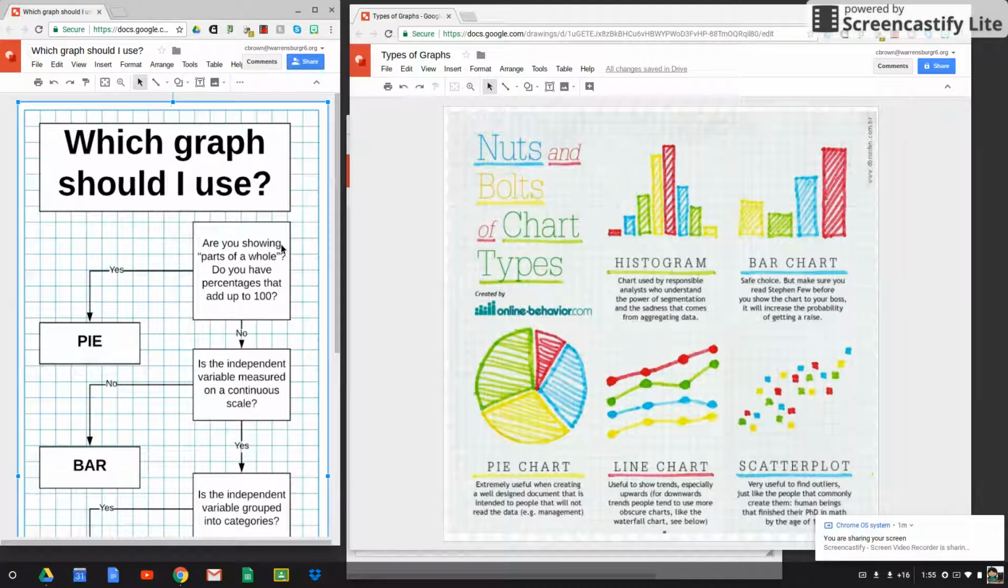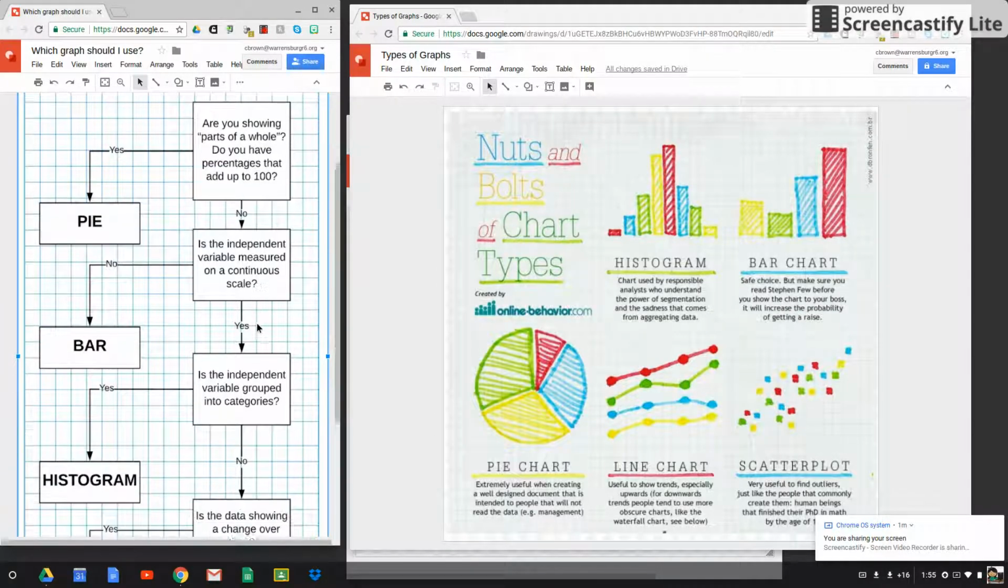The first question you should ask yourself is, are you showing parts of a whole? Or do you have percentages that add up to 100? If you do, it's highly likely that you're going to be making a pie graph. If you don't, you have another question.